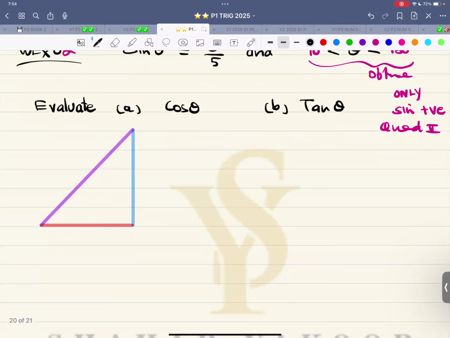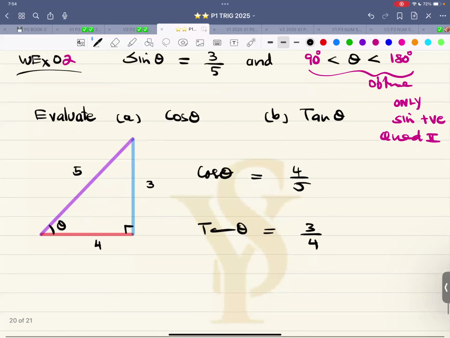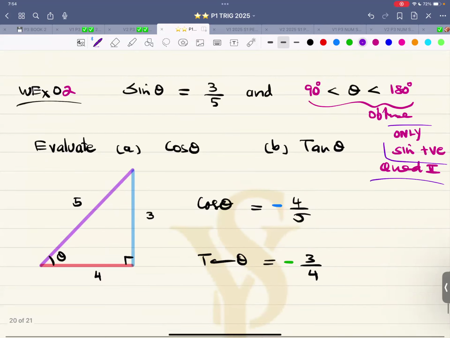Now we won't change the triangle. The triangle is always drawn for positive ratios. So this is theta, this is 3, this is 5, this is 4 by Pythagoras theorem. Cos theta, it's 4 over 5. Tangent theta is 3 over 4. And since cosine is negative, therefore give it a negative sign. Tangent is negative, give it a negative sign, because in the second quadrant, only sine is positive. Is this all good, all clear?